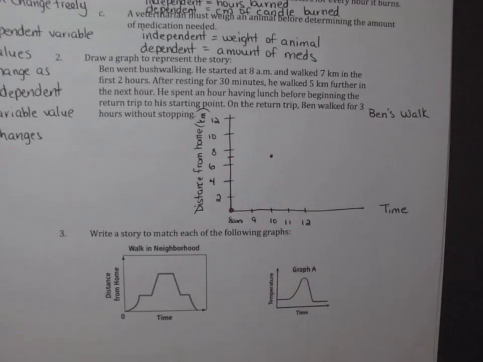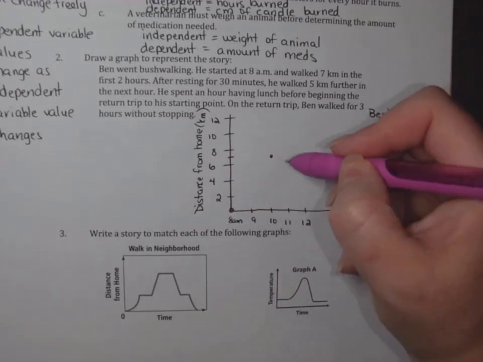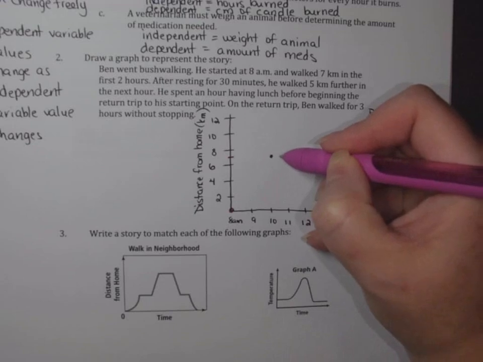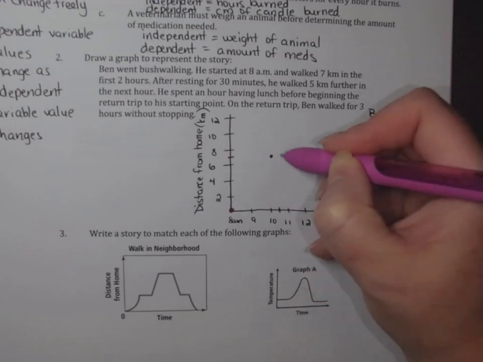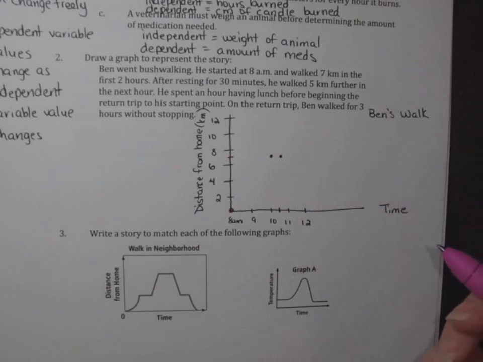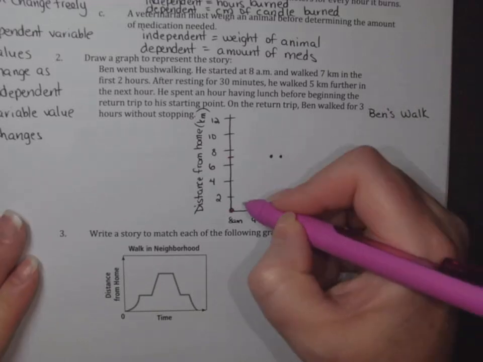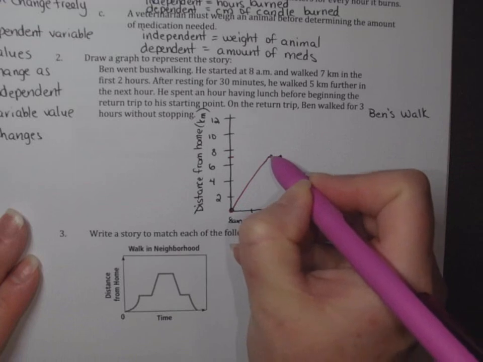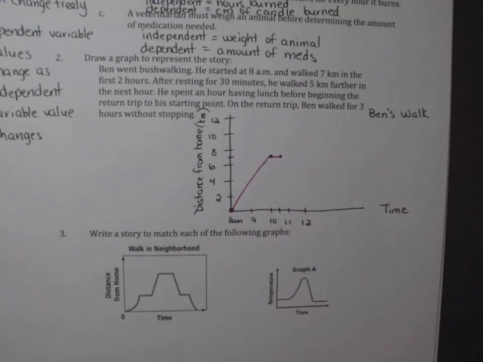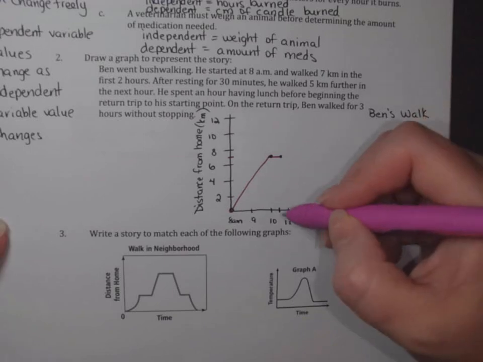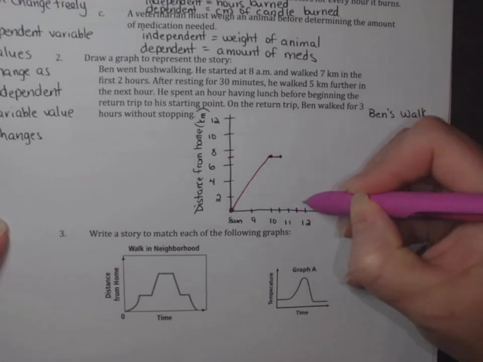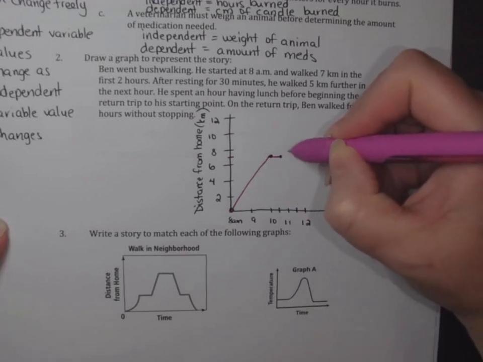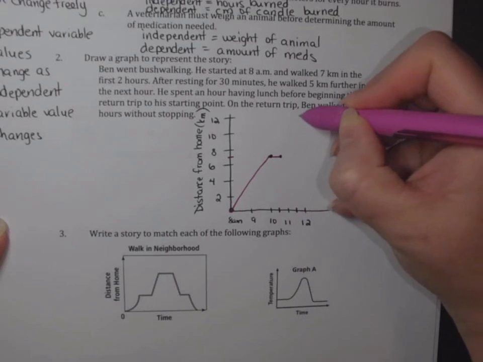Okay. And then it says that he rests for 30 minutes. Well, that means he's not going anywhere, right? So at about 10:30, so maybe you need to go halfway here, he's going to rest. Okay, so far he's walking, he's resting. And then it says he walked 5 kilometers further in the next hour. So from 10:30 to 11:30, he walks 5 kilometers further, so all the way up to our 12.